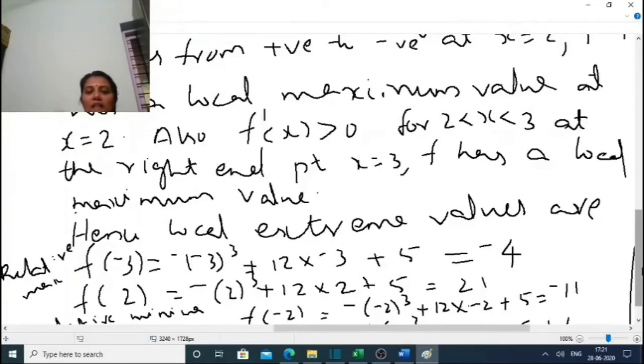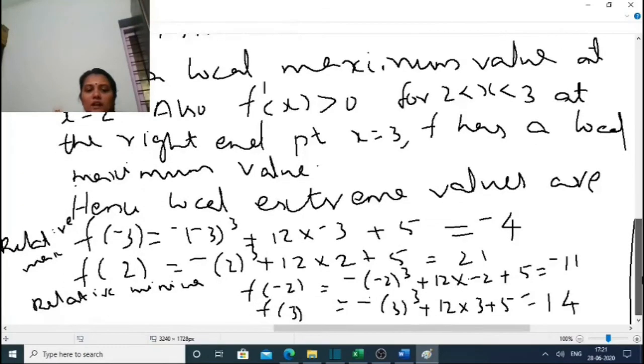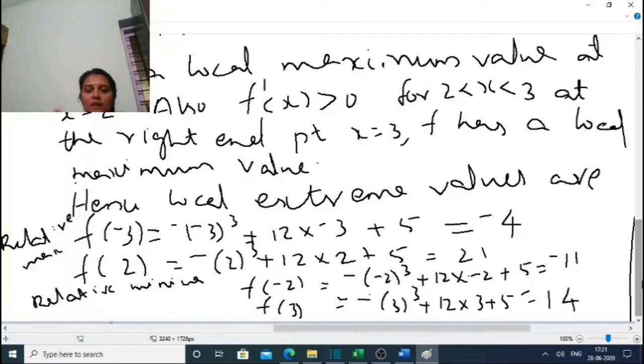Hence, local extreme values are the relative maxima at minus 3 and 2. So, f of minus 3 is equal to, when we substitute minus 3 in the expression minus x cube plus 12x plus 5, the value will be minus 4, and f of 2 is equal to 21. So, the absolute maximum is at x equal to 2 and the value is 21. And relative minima occur at 2 points, minus 2 and 3. That is, minus 2 all cube plus 12 into minus 2 plus 5, the value is minus 11. f of 3 is equal to 14.